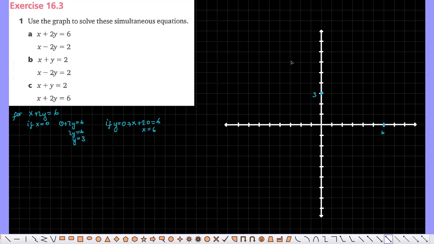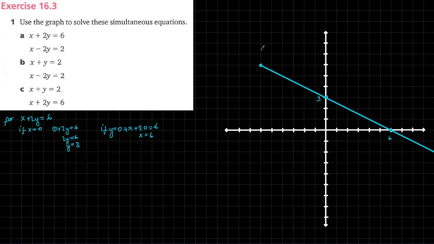I'm going to choose the same color as this one here. I think this point is the initial point. Yes, this is the initial point for us, and this is the first line for us. Now this is the first line, x plus 2y is equal to 6.